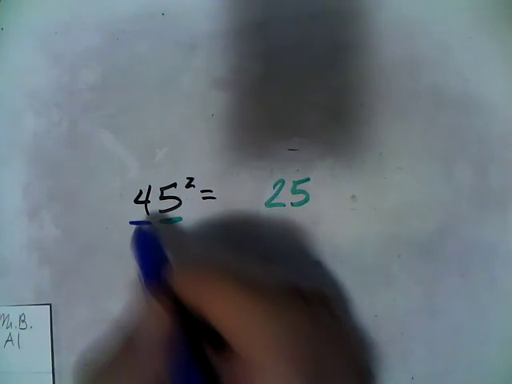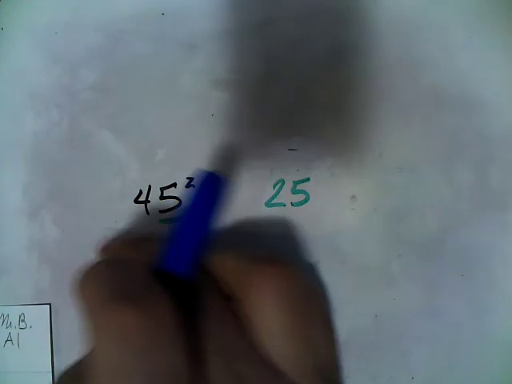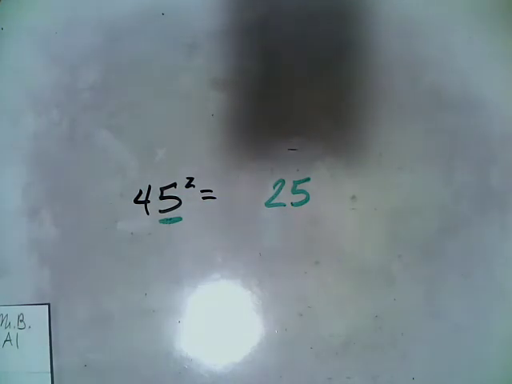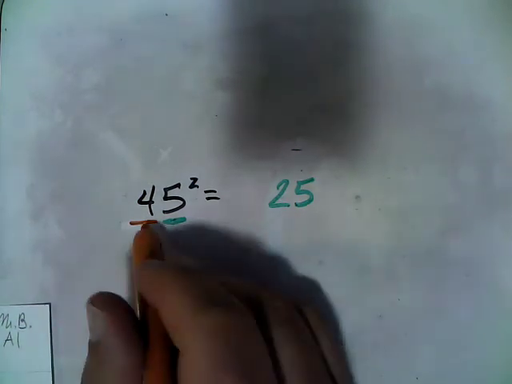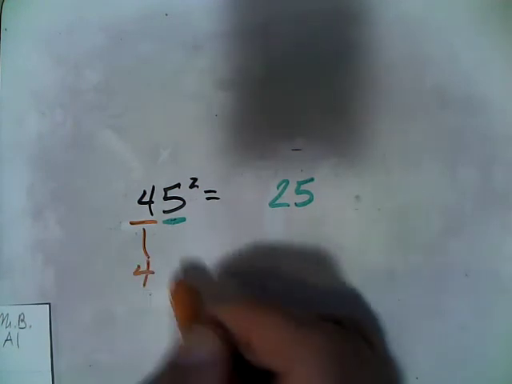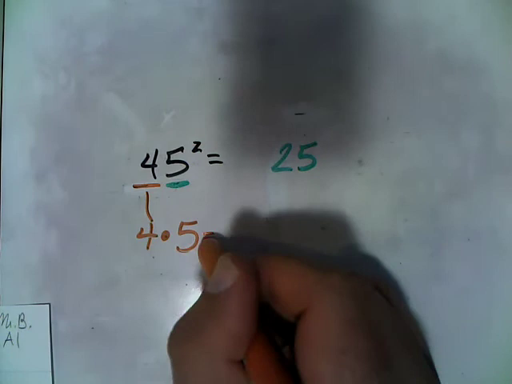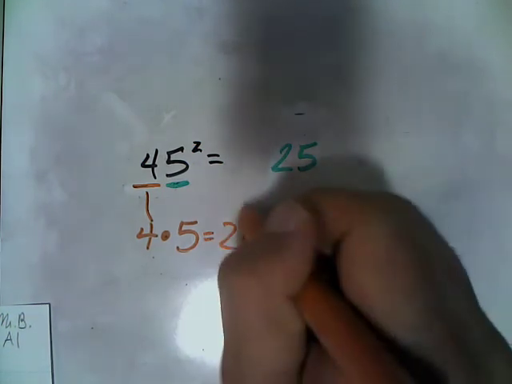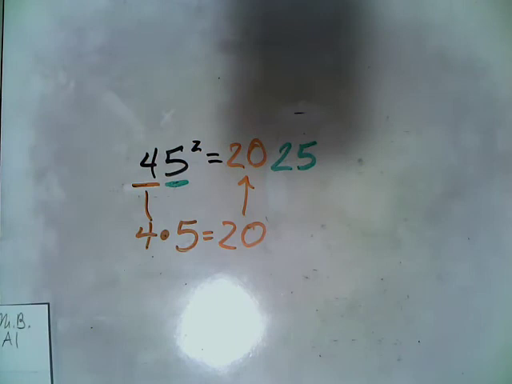Now, because of this 4 here, and my blue's not showing up real strong there, let's try orange. There we go. That stands out a bit better. So because I got a 4 there, what I can do is take my 4 and multiply it by one number higher than itself. So 4 times 5 is 20. And so this will be 2025. That actually works every time.